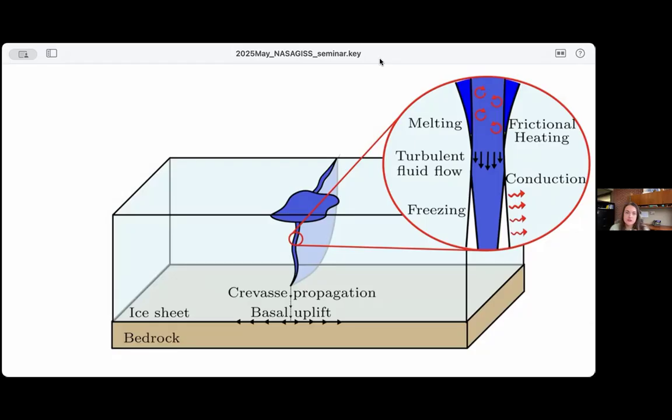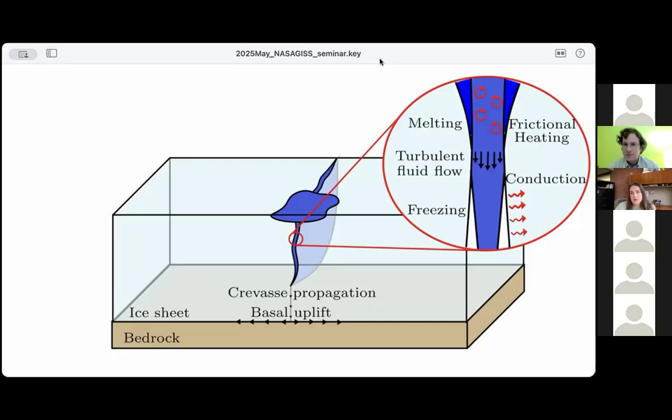So traditionally, it's assumed that glacial ice will just respond purely elastically on these short time scales, right, of a lake drainage event, which is only a few hours. But this model instead incorporates a viscoelastic component.